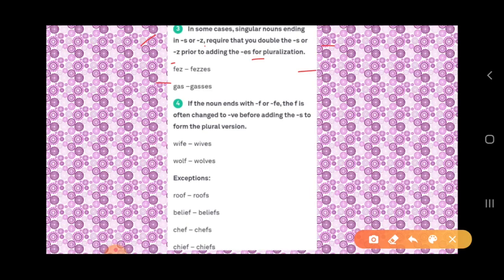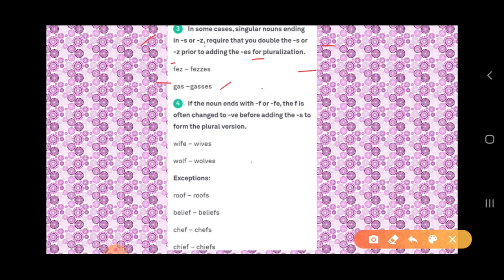Here, as in rule number two, I told you that if a noun ends with s or z, you add es to make it plural. But there are a few singular nouns that end with z or s which need the last letter doubled, and then you add es to make it plural. As example, you can see gas, and now at the end to make it plural you have doubled s, right?